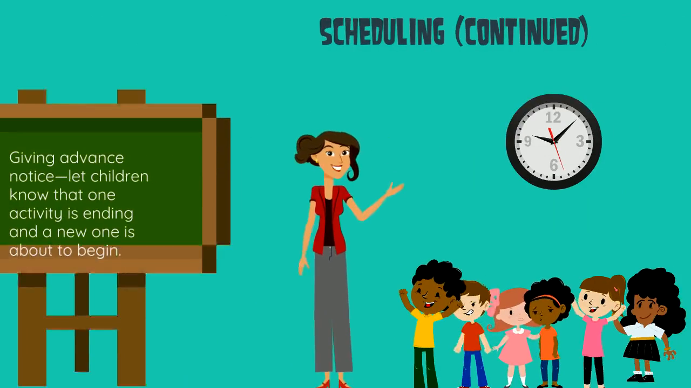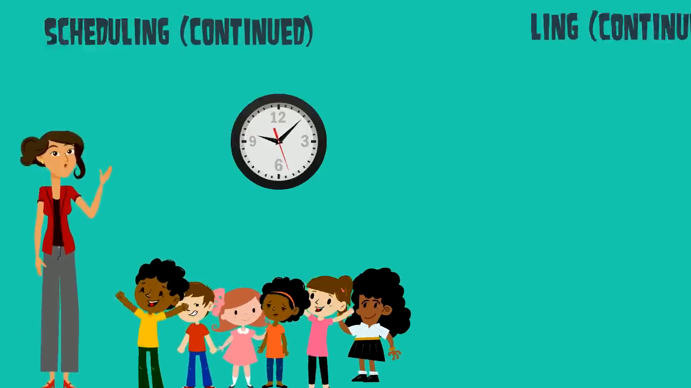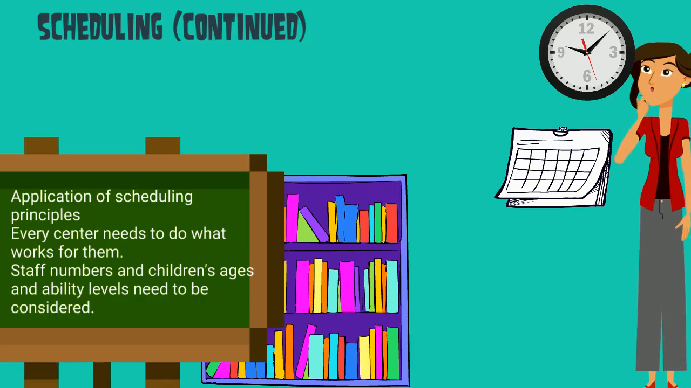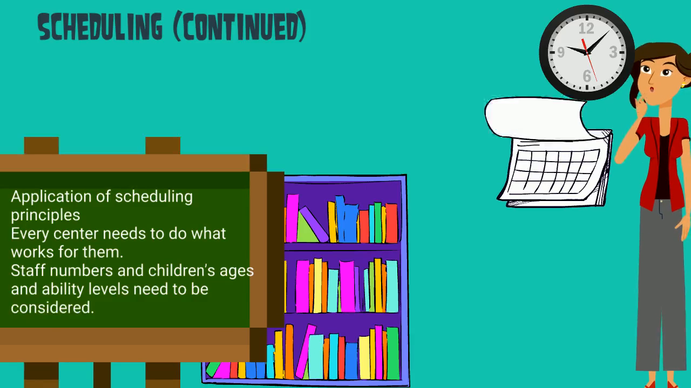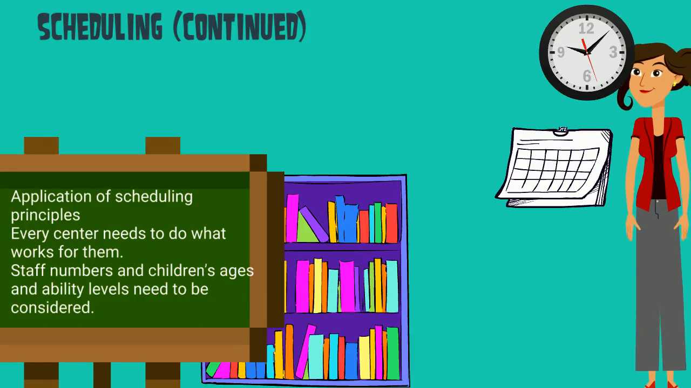Giving advance notice. Let children know that one activity is ending and a new one is about to begin. Application of scheduling principles. Every center needs to do what works for them. Staff numbers and children's ages and ability levels need to be considered.